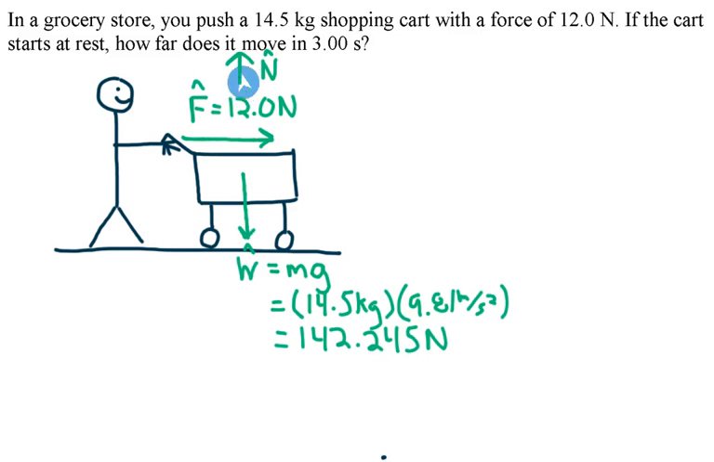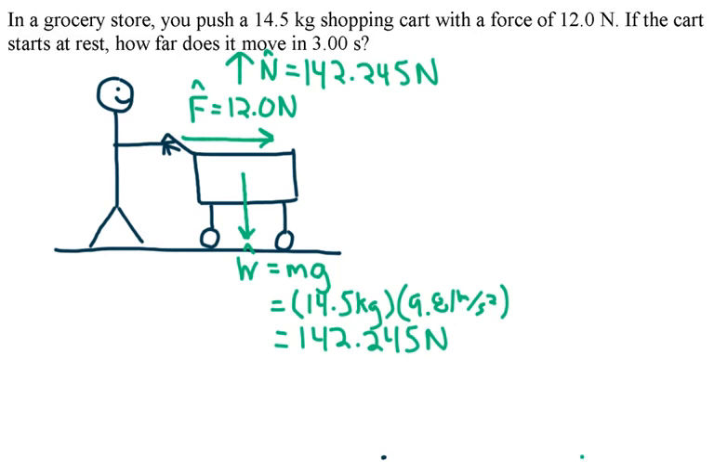Now, since this cart is not accelerating in the y direction, we can go ahead and assume that the normal force is equal but opposite to the weight. So this force must also be equal to 142.245 newtons, but it's going to be acting up. When I start plugging it into my equation, the normal force, of course, will be positive because it's acting up, and the weight will be negative because it's going down. But let's just hold off on the signs for just a minute. Now, since we're ignoring friction, those are all the forces that are acting on this cart.